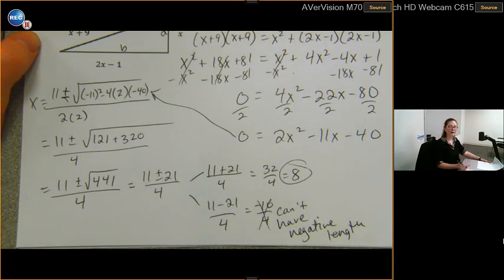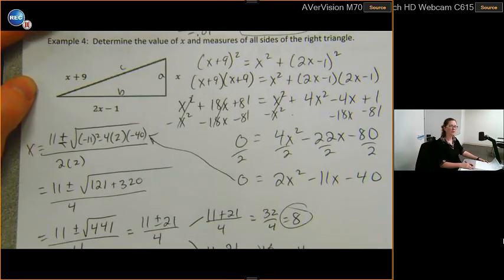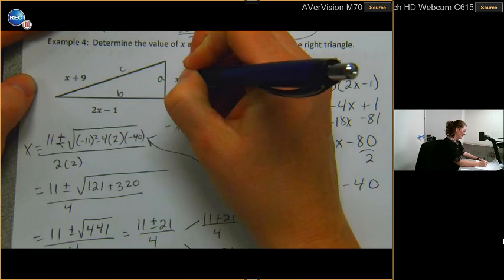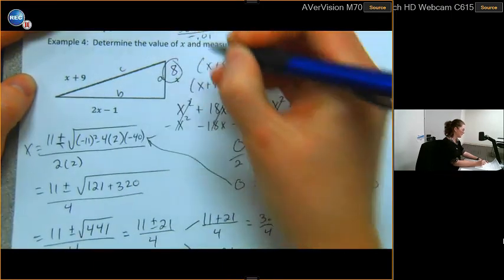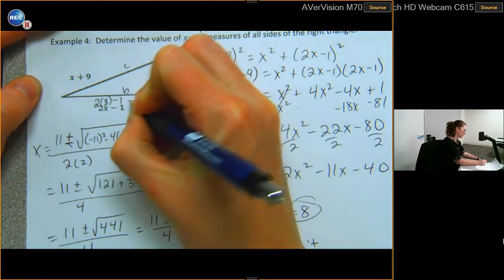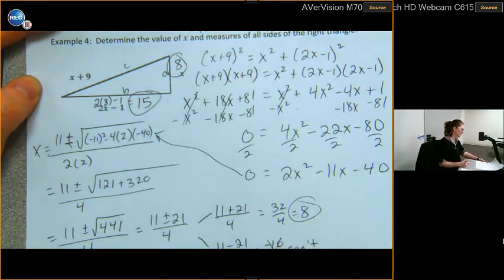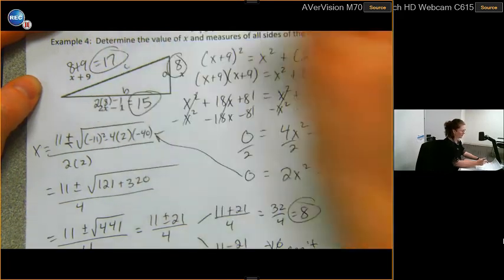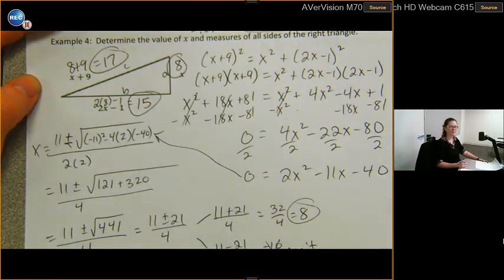But then I have to go back and answer the actual question, which is, what is the measure of the sides of the triangle? So the sides of the triangle, this side, x, this side is 8. And then we have 2 times 8 minus 1, which is 15. And then we have 8 plus 9, which is 17. So the lengths, my final answers, are 8, 15, and 17.